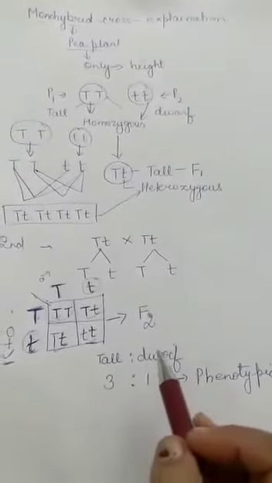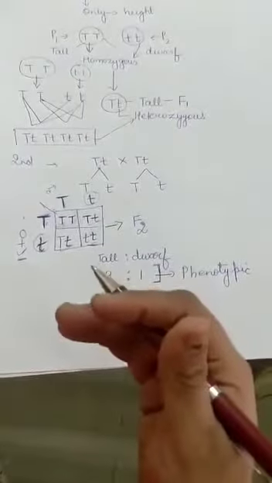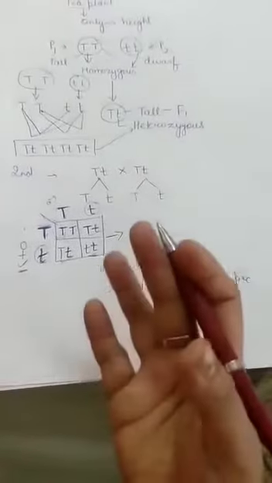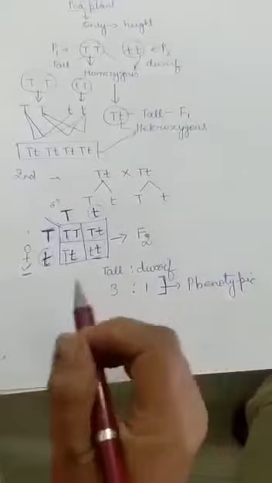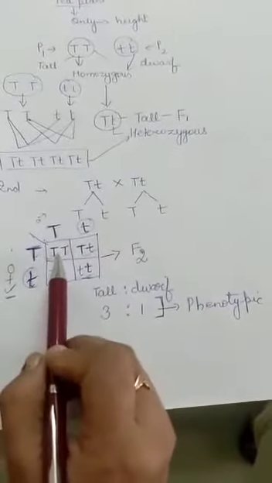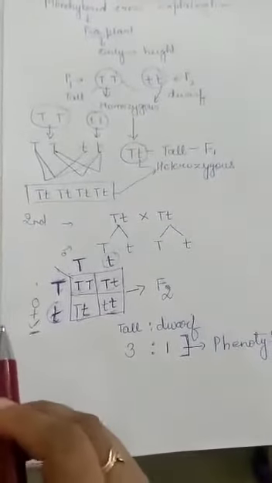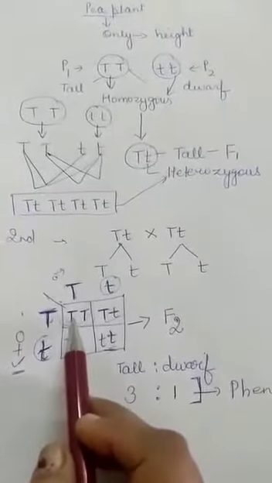What is this called? Phenotypic ratio. So the phenotype. What is phenotype? How they appear physically. When we see them, when they appear to us, they appear tall, irrespective of the genotype.